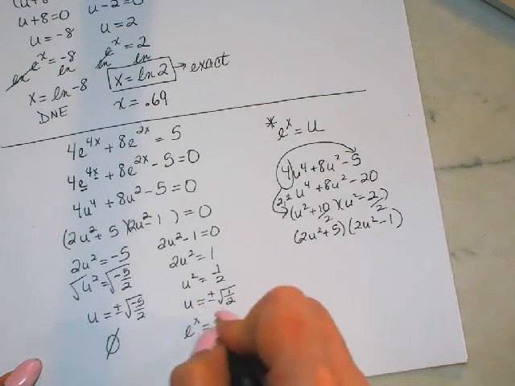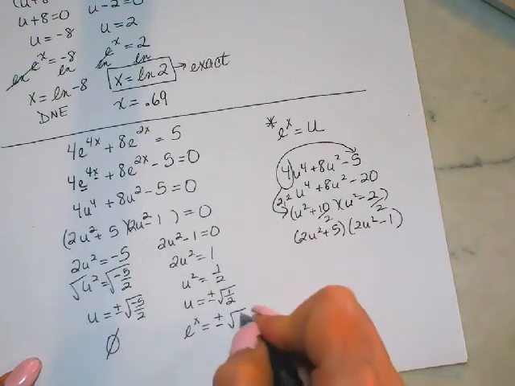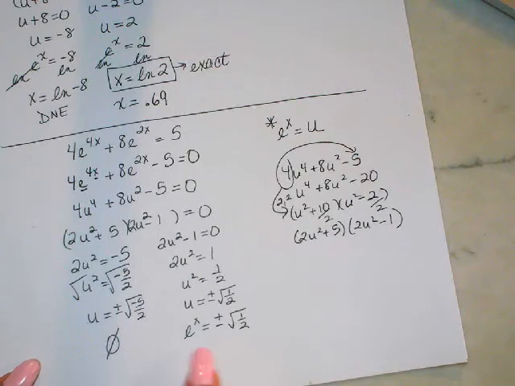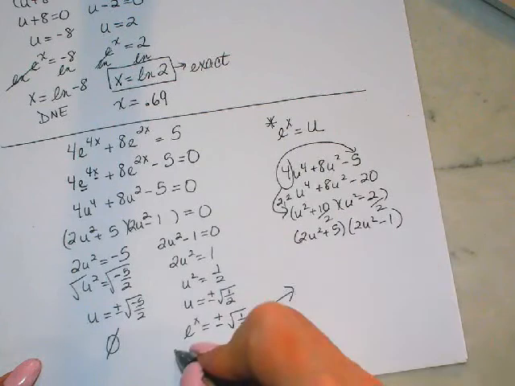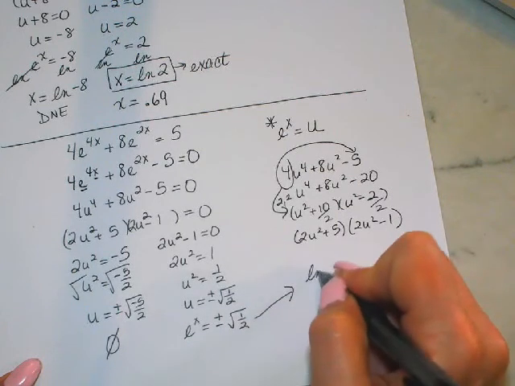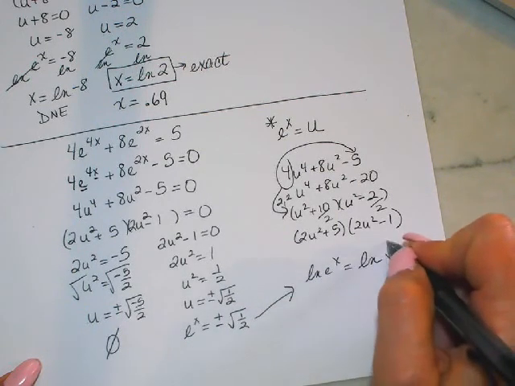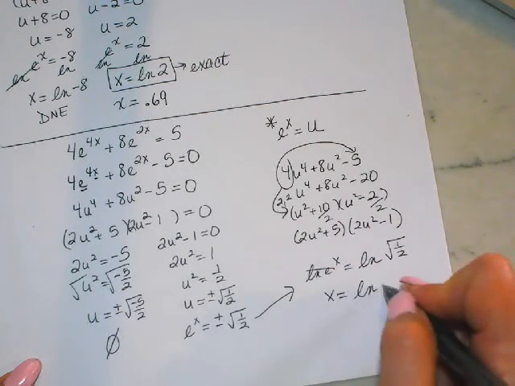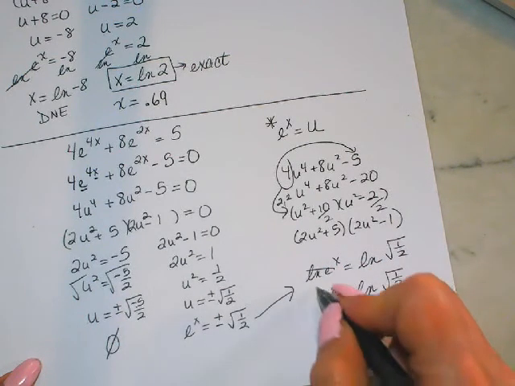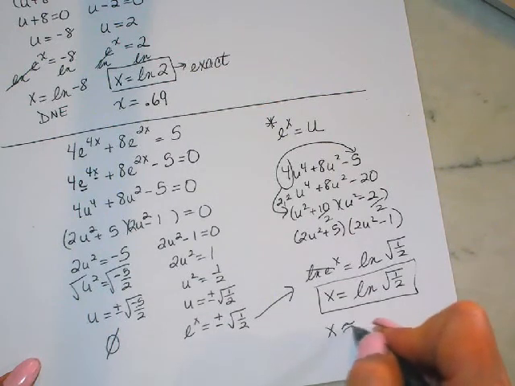So now we're going to change that back to e to the x equals plus or minus the square root of 1 half. Right off the bat, there's a negative here. We could just eliminate the negative. It's not going to work. All right, so we're just going to take the ln on both sides. So ln of e to the x equals ln of the square root of 1 half. x is equal to the ln. So this is the exact answer.